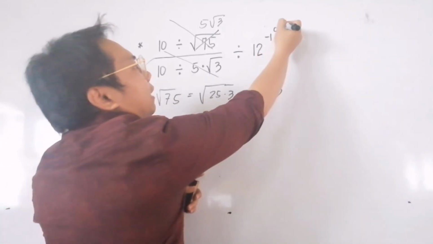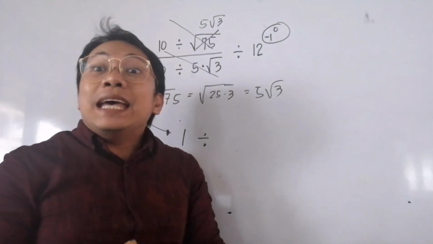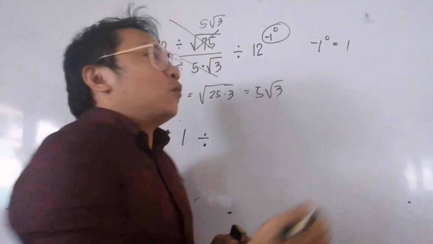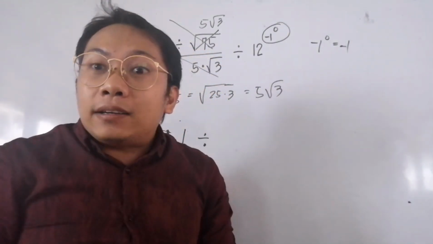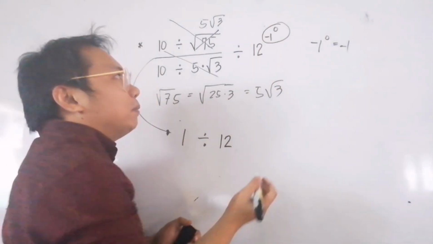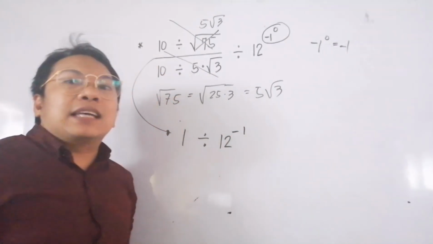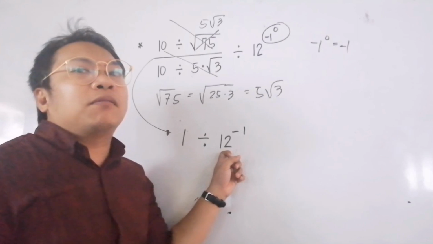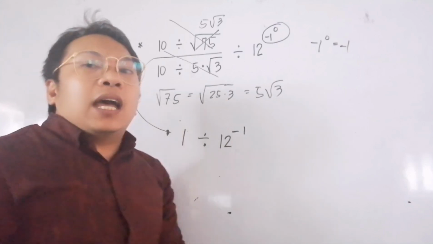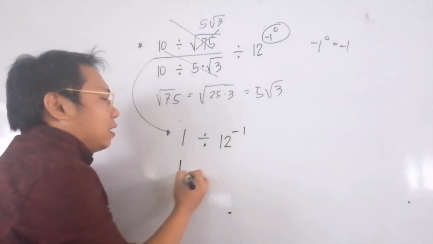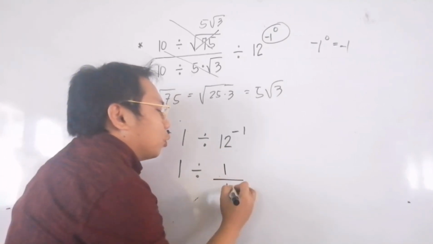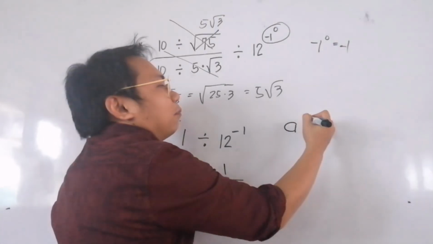1 divided by 12. Take note that negative 1 to the power of 0 is just simply equal to 1. So, this 12 here to the power of negative 1 to the power of 0 will be just simply 12 with negative 1 as its power. So, you have 1 divided by 12 to the power of negative 1. And take note that when you have a negative exponent, when you simplify 12 to the power of negative 1, this becomes 1 over 12 because of your law of exponents.